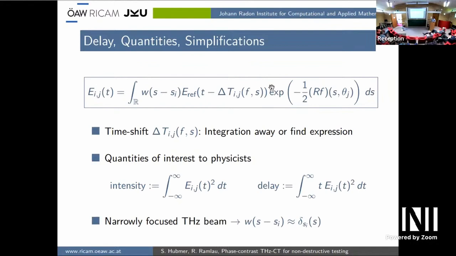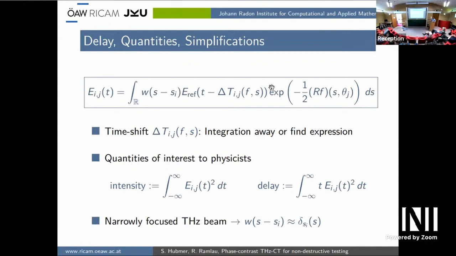You can look at intensities. Intensities would be something like this. And then you can see, under some other stuff, which comes on the next slide, that you get nonlinear and linear problems which can be handled. Or you can look at the delay. The delay is, you see, there's just a T here in addition. And that will be in the end what has worked best. And I will come back to it.